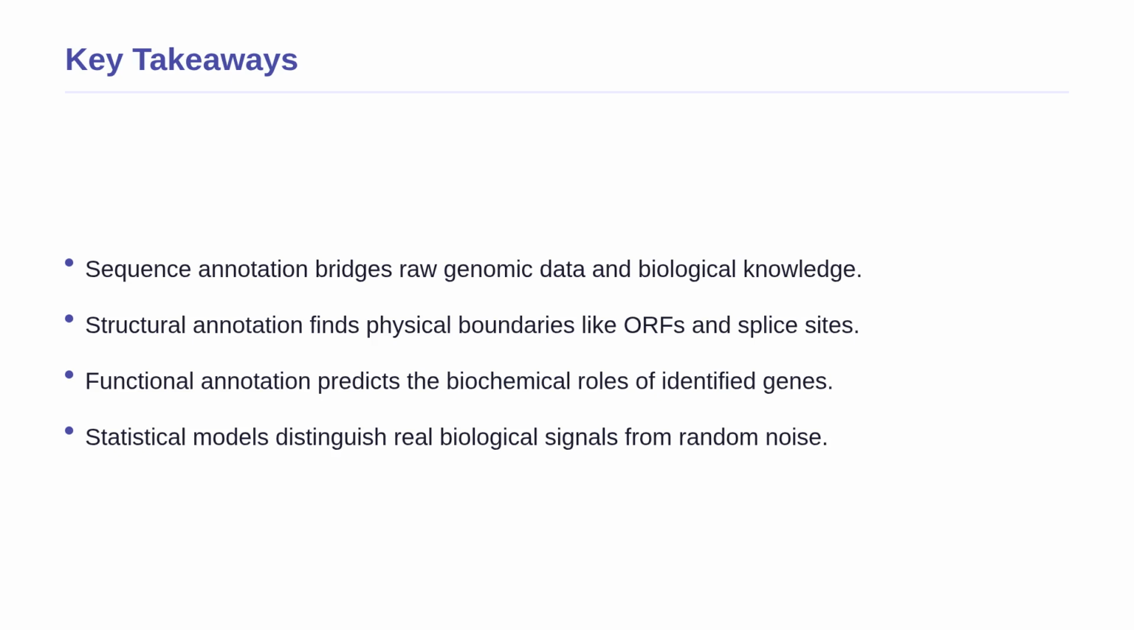To wrap up our lecture, let us review the key takeaways. Sequence annotation is the vital bridge between raw genomic data and meaningful biological knowledge. We learned that structural annotation finds physical boundaries, such as open reading frames and splice sites, while functional annotation predicts the biochemical roles of those identified genes. Finally, we saw how statistical models and probability are absolutely essential to distinguish real genes from random background noise. Mastering these concepts allows computational biologists to unlock the secrets hidden within DNA.